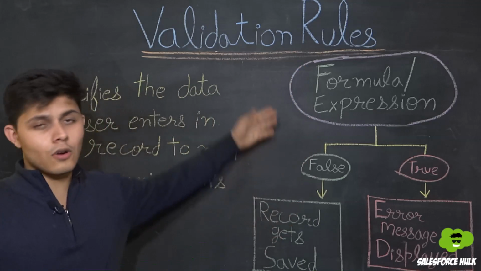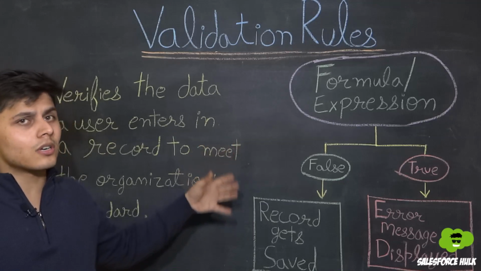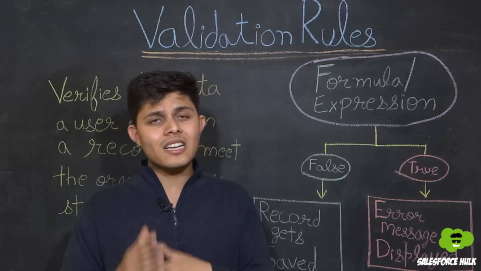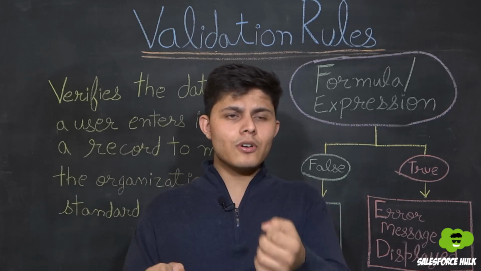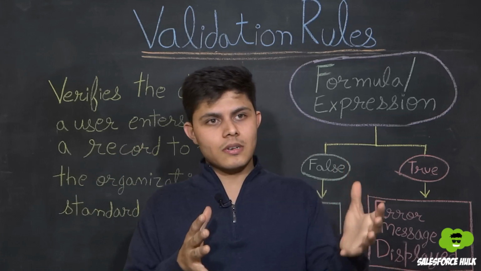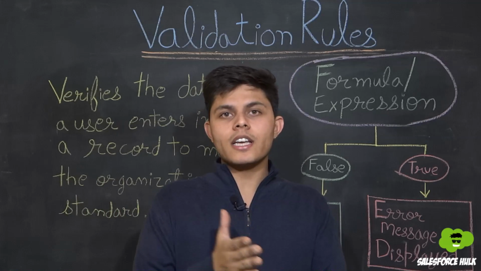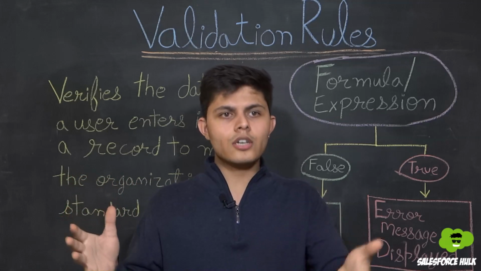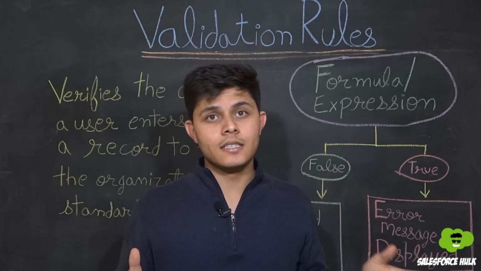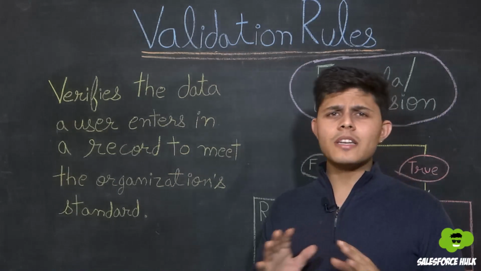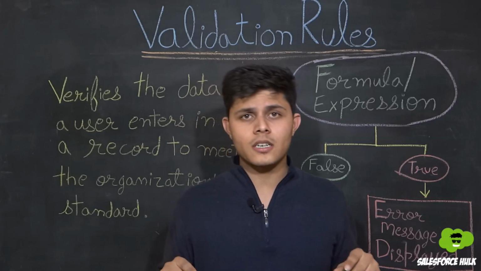So this is what the flow of a validation rule is, and this is what it consists of, and it is basically created to maintain the data quality in your org, and to want your users to enter the information that meets your organization's standard. And yes, you can create as many validation rules as you want on a single object.